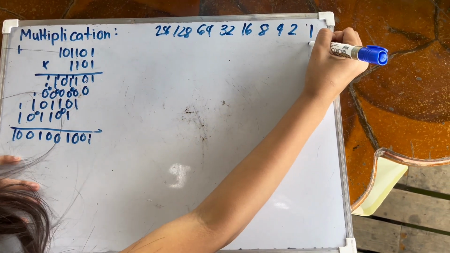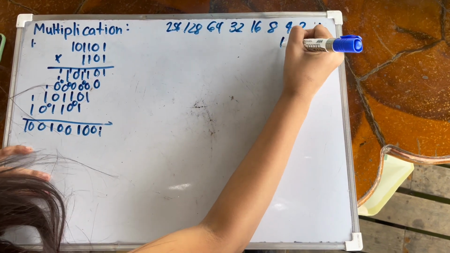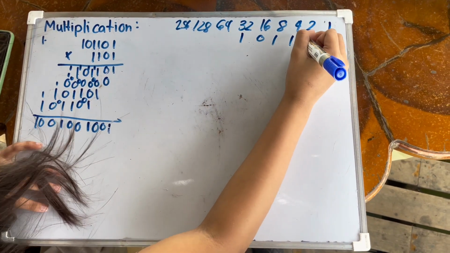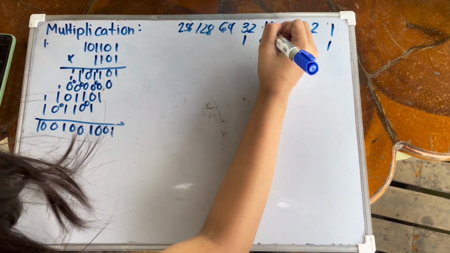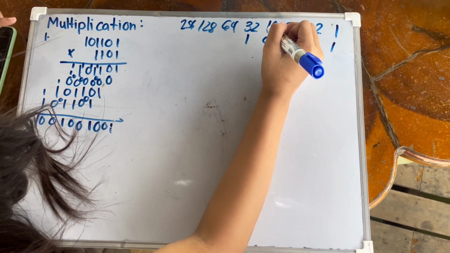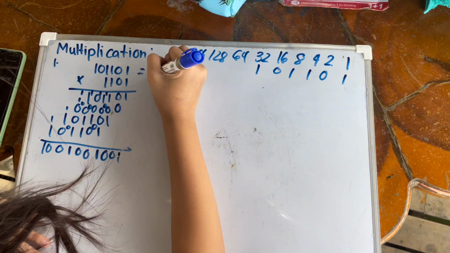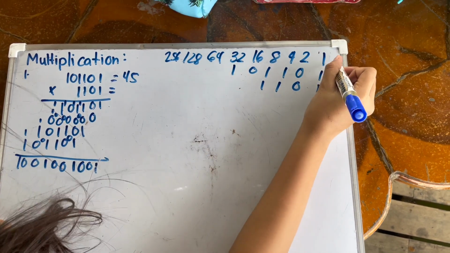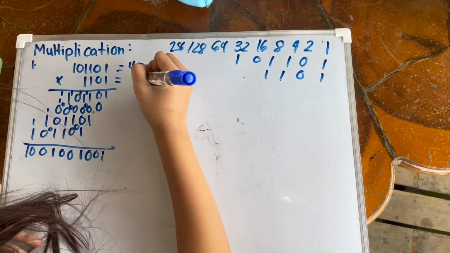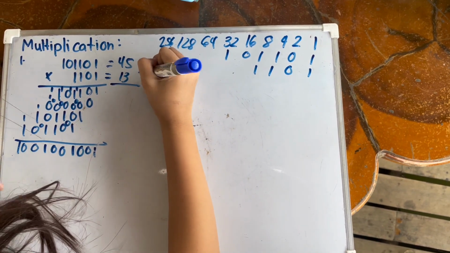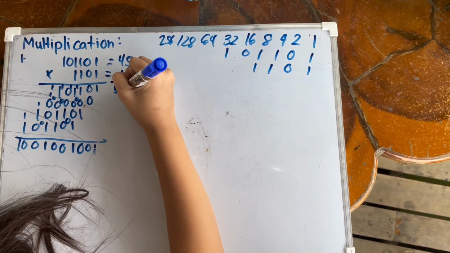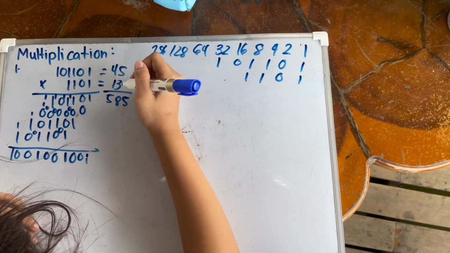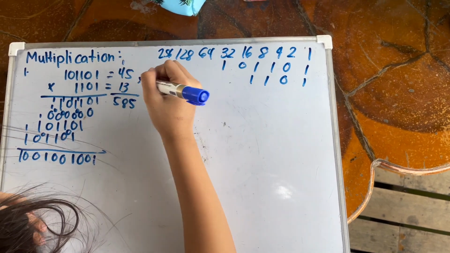Now we can finally do the checking for the multiplier and the product. Starting from the right, 101101, that is equal to 32 plus 8 plus 4 plus 1. And as we all know, if you add all of those up, you get 45 in decimal. Now for the multiplier, 1101, starting from the right, that's 1 plus 4 plus 8, and if you add all those up, you'll get 13. Now 45 multiplied by 13, you'd get 585. Now let's see if the product is correct for those numbers.